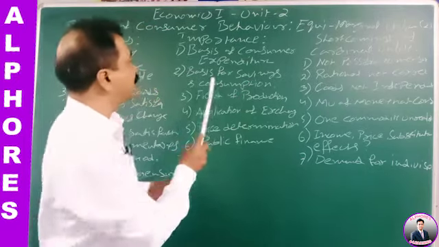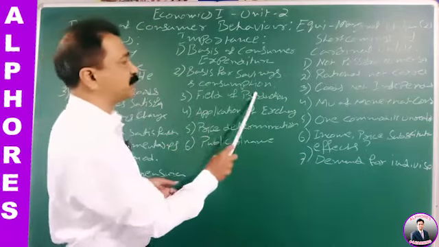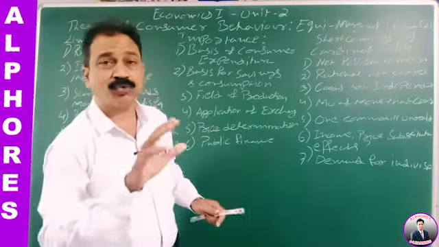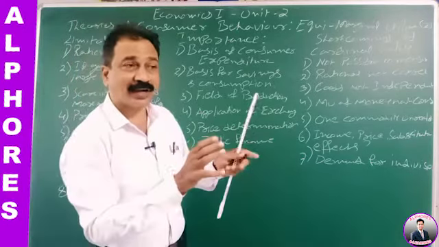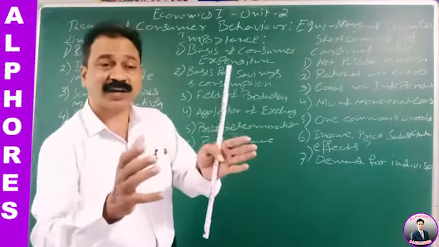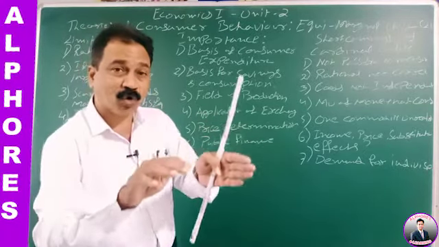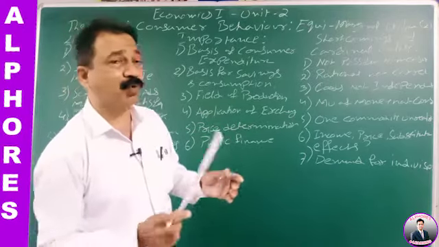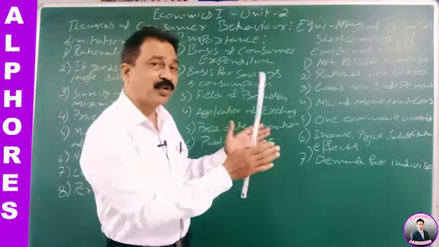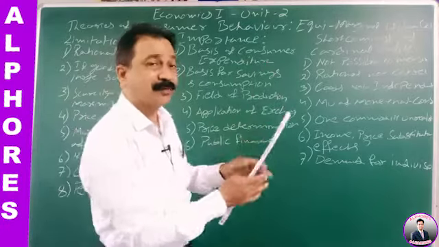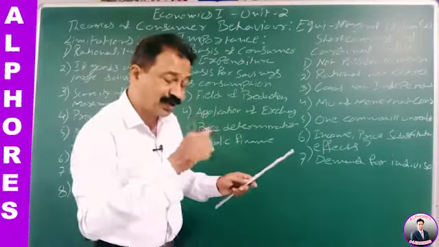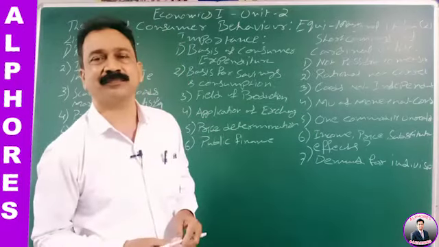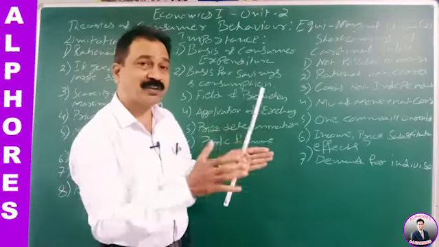Okay, the second one is the basis for savings and consumption. Yes, we need to decide how to save the money. See, if we are getting more satisfaction from the second commodity at a lower price, you certainly will go for the second commodity. If you are getting more satisfaction from the first commodity at a lower price, you will prefer more of the first commodity. If you are preferring the first commodity, what does it mean? You will purchase more of the first commodity and you will save a lot of amount.